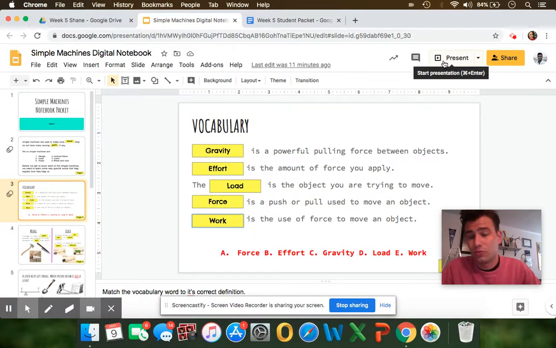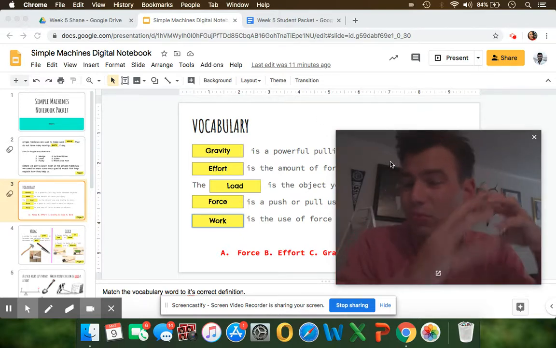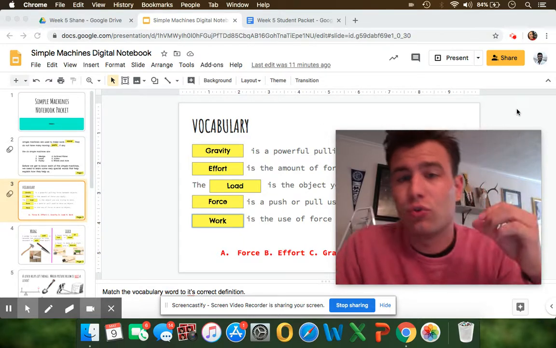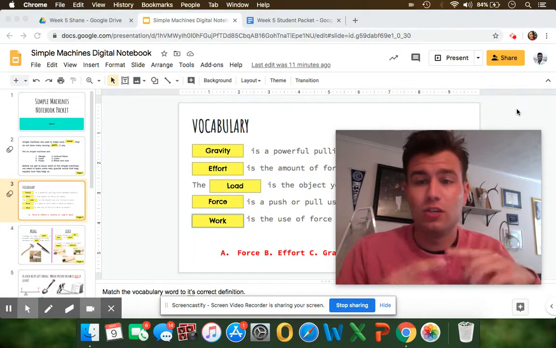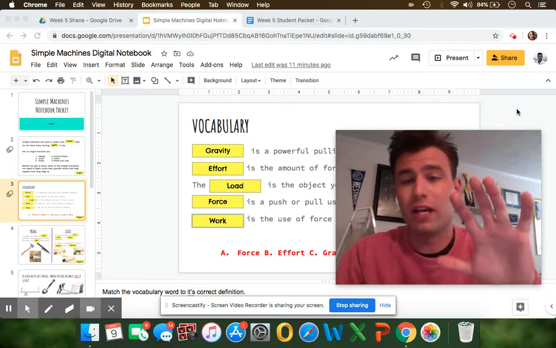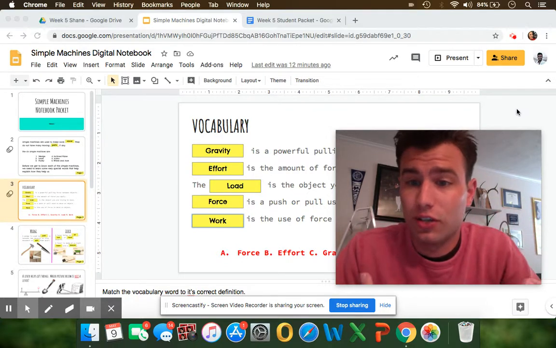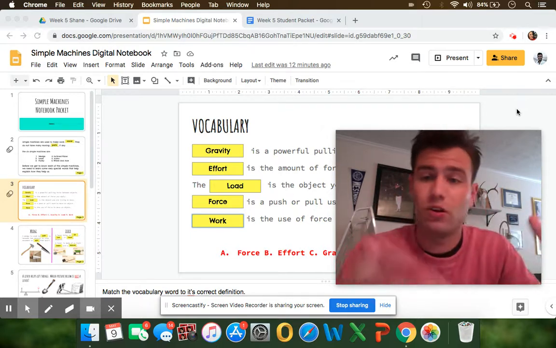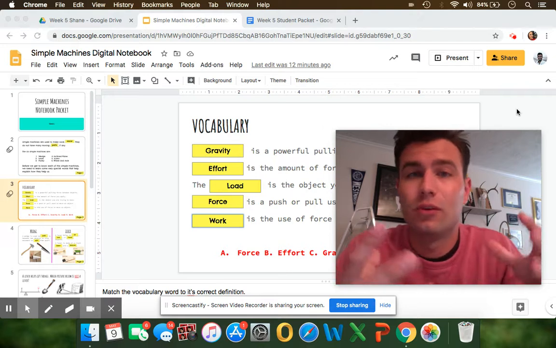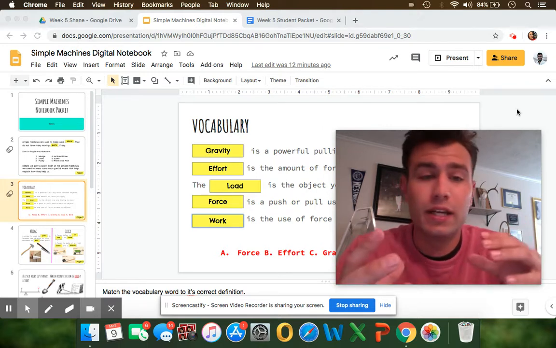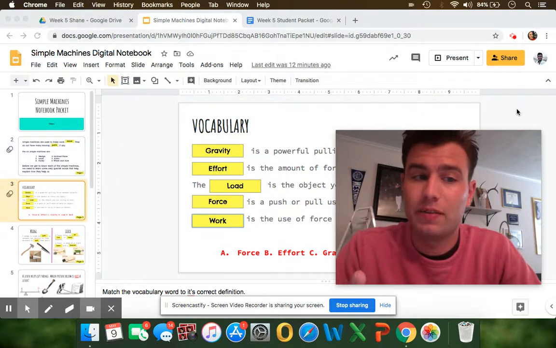So I told you these words are all very similar and very closely related, but each of them is so important to this unit because all of them work at the same time. You have to apply the force, you have to apply the effort. There's obviously a load involved, and obviously you're trying to do some sort of work. And during all of these things, if you're on planet Earth, gravity is also working. So, hopefully, these words make more sense now that we've talked about them.